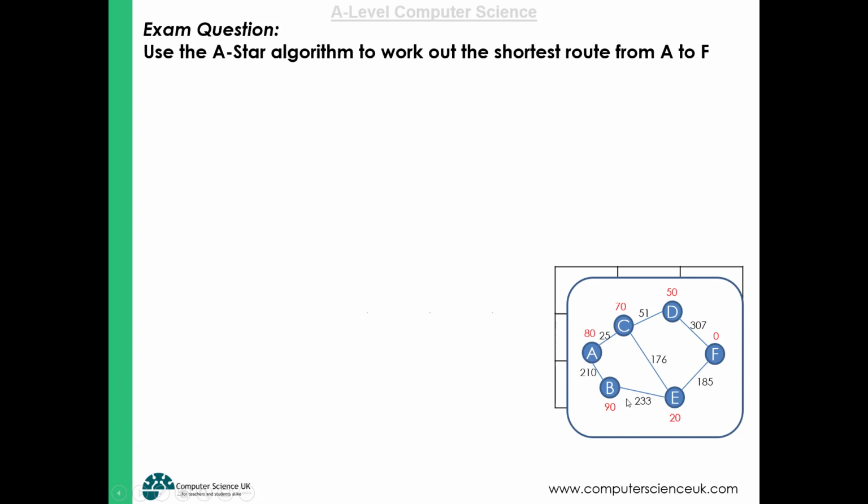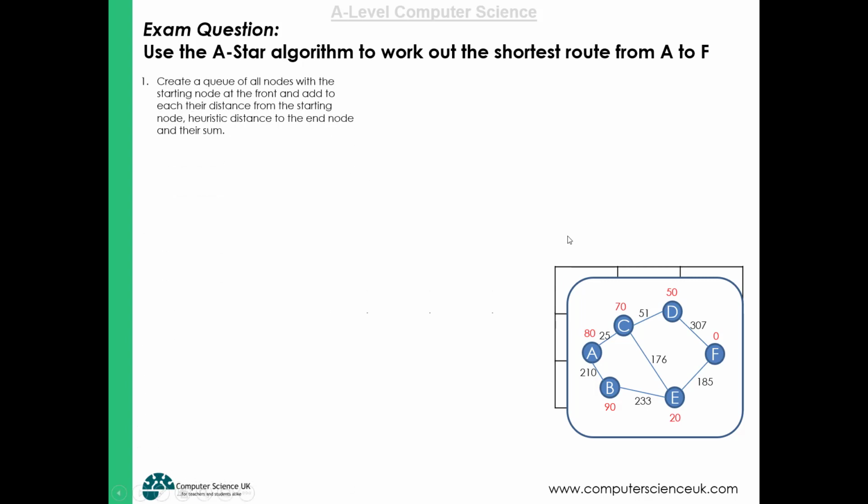We could go A, B, E, F. We could go A, C, E, F. We could go A, C, D, F. So let's have a look. If we were to do Dijkstra's shortest path algorithm, every single pathway would have to be investigated, but let's see if the A-star algorithm allows us to get to the solution quicker.